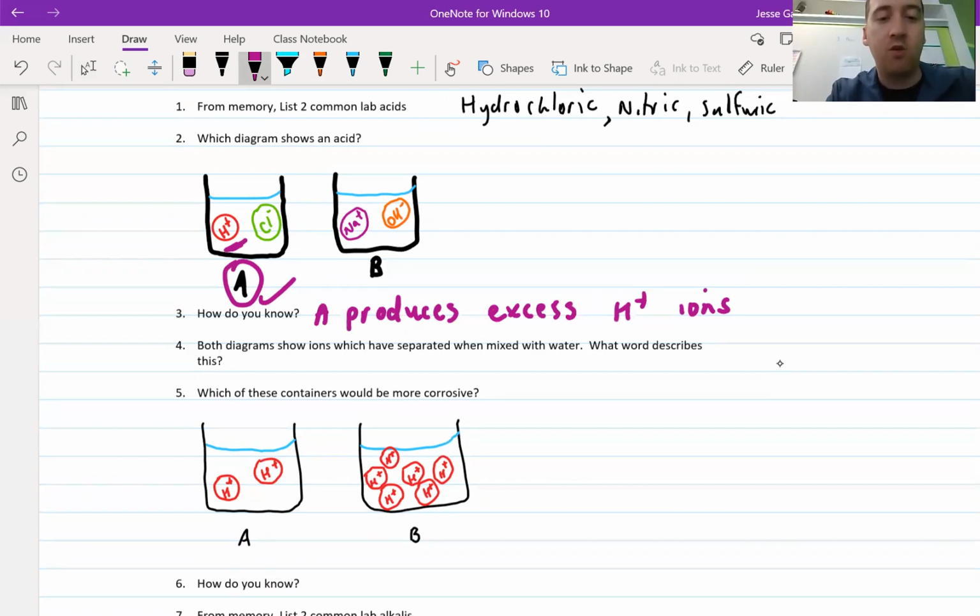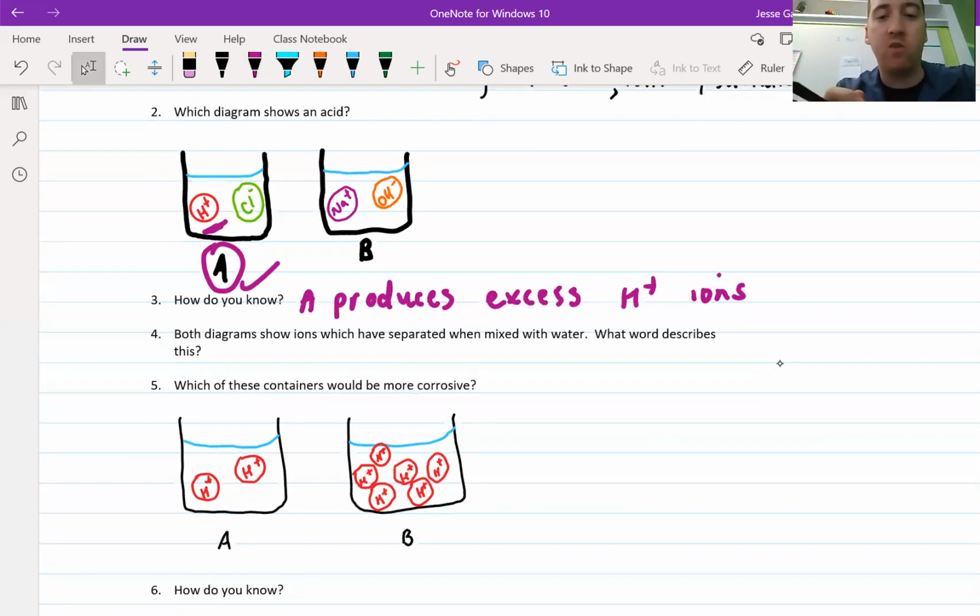Both diagrams show ions which have separated when mixed with water. What word describes this? As you can see, we've got separate ions. We've got H plus and Cl minus ions, which are separate. And in the second one, we've got Na plus ions and OH minus ions, which are separate. What word describes this? That would be dissociated. Say the ions are dissociated. Well done if you said that.